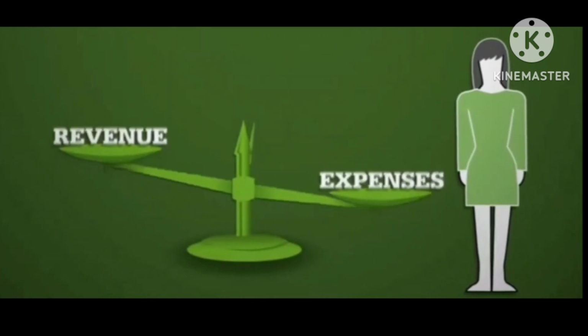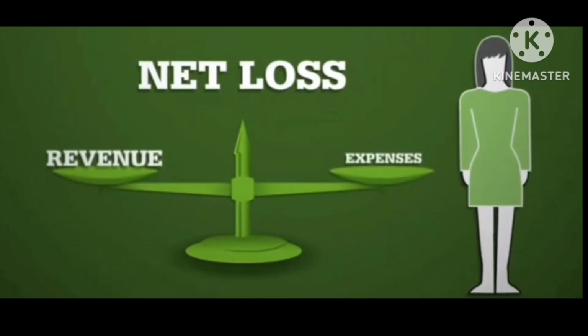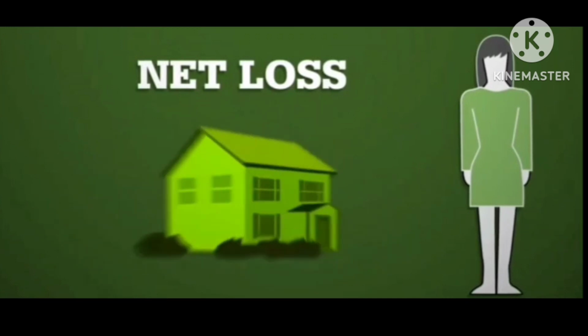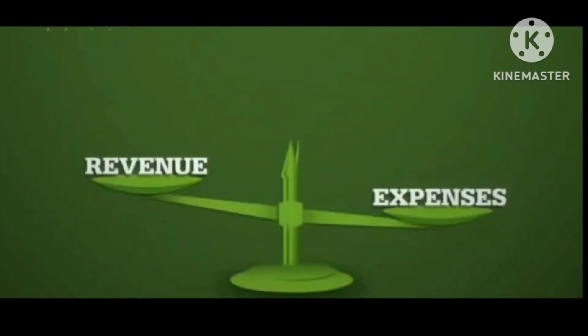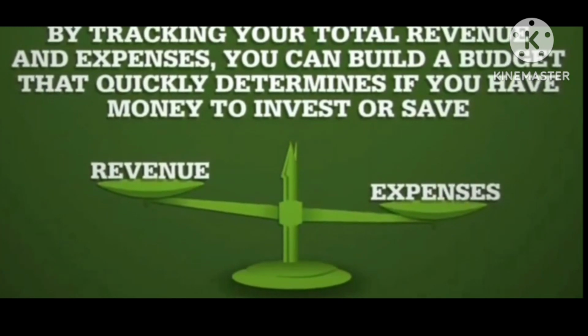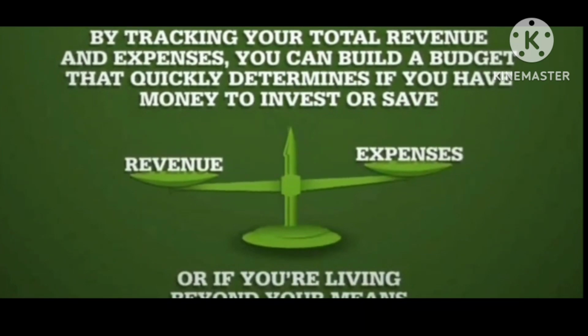If her expenses are greater than her revenue, Deborah has a net loss. Deborah must reduce her variable expenses to balance her budget, or she will need to find a way to reduce her fixed costs, such as downsizing her home. By tracking your total revenue and expenses, you can build a budget that quickly determines if you have money to invest or save, or if you're living beyond your means.